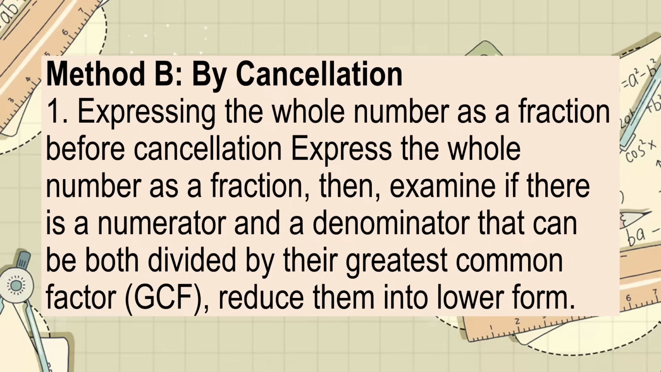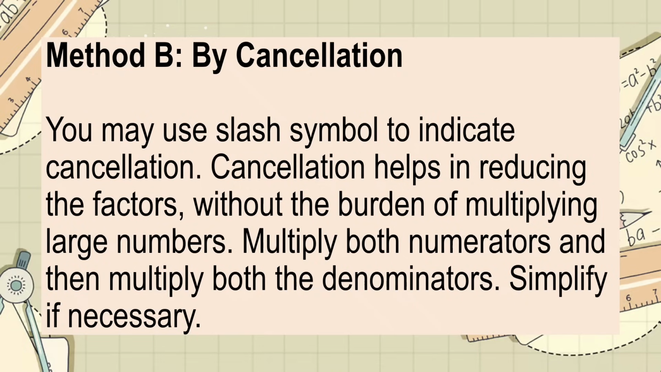Now, method B is by cancellation, expressing the whole number as a fraction before cancellation. Express the whole number as a fraction, then examine if there is a numerator and a denominator that can both be divided by their greatest common factor, or GCF, and then reduce them to lower form. You may use a slash symbol to indicate cancellation. Cancellation helps in reducing the factors without the burden of multiplying large numbers. Multiply both numerators and then multiply both the denominators, and then simplify if necessary.